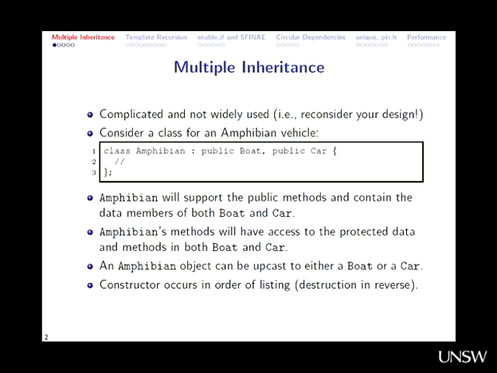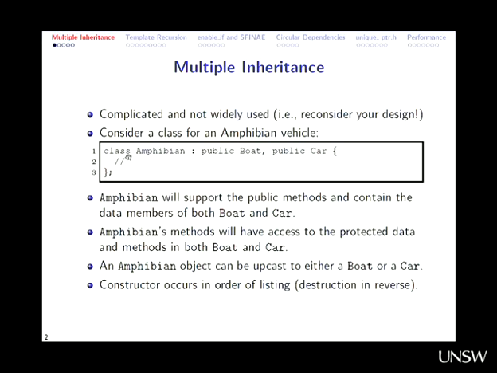In C++, you can have full multiple inheritance. It's not widely used, it is complicated, and if you're going down a path of using multiple inheritance, you should probably reconsider your design. However, let's show you what it looks like. So let's have a class of vehicle. Let's call it an amphibian vehicle. An amphibian vehicle is a vehicle that can both go on water and go on land. If we're trying to represent this, it might be a class that is both a boat and a car.